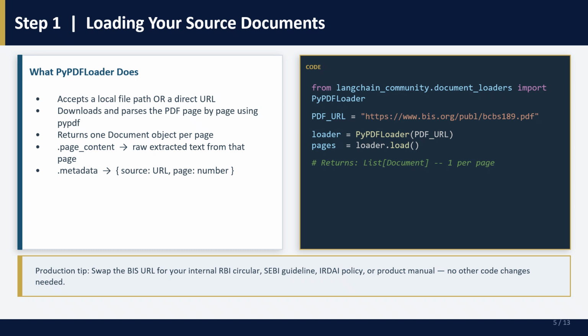And here's the best part. This loader is completely document agnostic. So you swap the BIS URL for an RBI master circular, a SEBI guideline, an IRDAI policy. The rest of the code doesn't change at all.